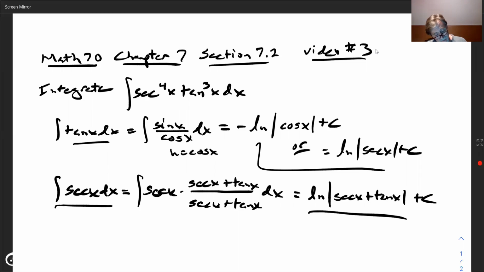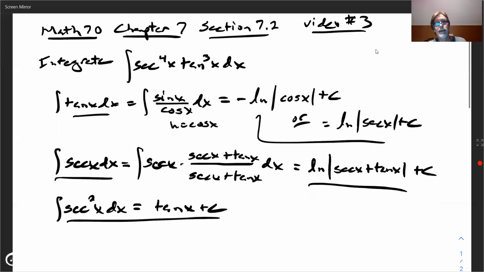Let's go to the second powers. If we went, for example, to the integral of secant squared x dx, the derivative of tangent is secant squared, so the integral of secant squared is tangent. You got it. This is tan x plus c. So that's one that we should know.